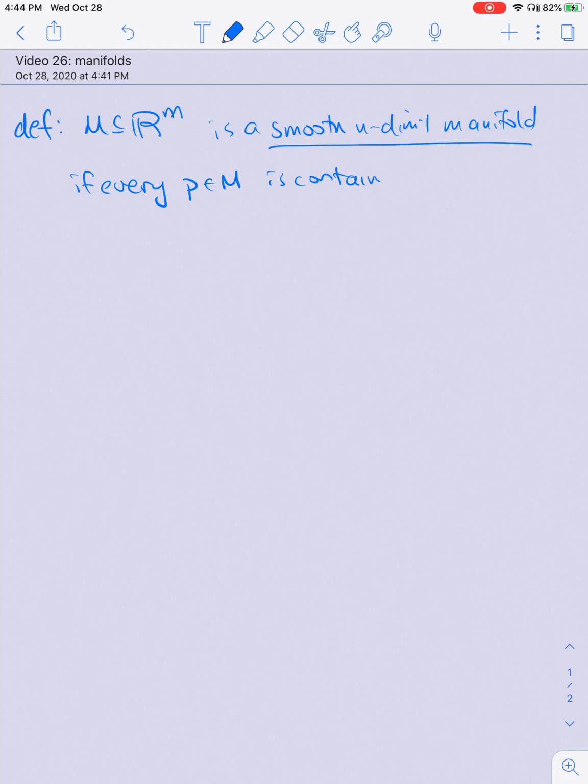A subset M of R^m is a smooth n-dimensional manifold if every point in M is contained in some coordinate chart. So in an open set U, which is a subset of R^m, open in the larger space. And there's also a diffeomorphism phi from U to V, which is another subset of R^m.